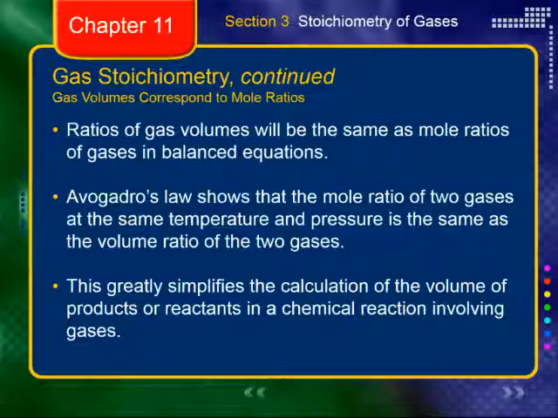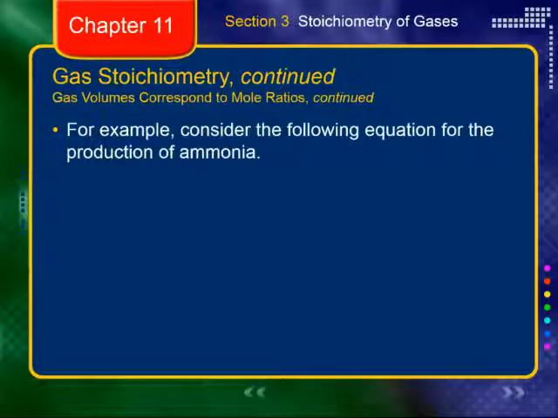Now, this fact is going to greatly simplify the calculation of the volume of products or reactants in a chemical reaction involving gases. So as long as we can remember to use Avogadro's law to identify volumes as being the same as mole ratios, we can really get a head start on our stoichiometric calculations.